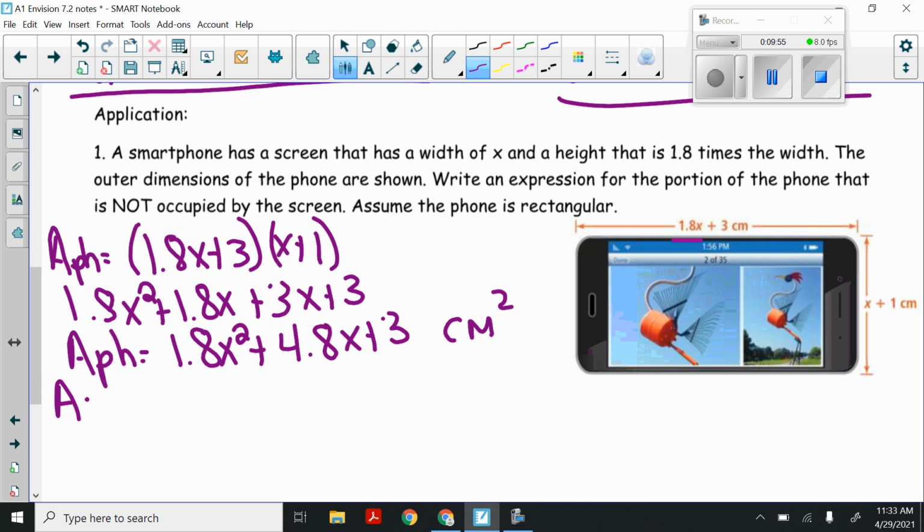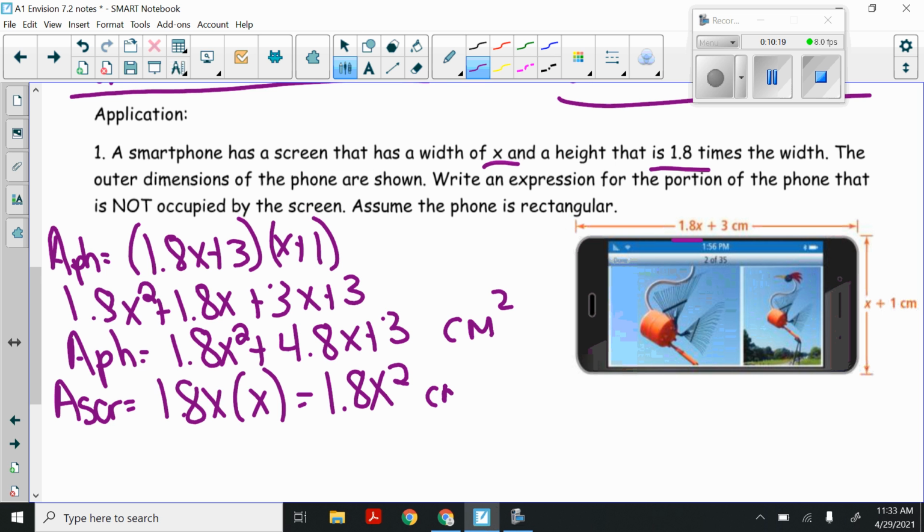Now I'm going to find the area of the screen. So the area of the screen, they told me up here that it has a width of x and a height of 1.8 times the width. So 1.8x is my height times my width x. And I multiply those, I get 1.8x squared square centimeters.